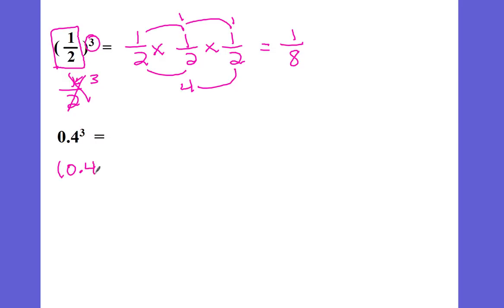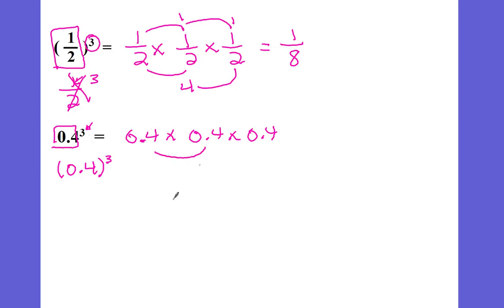When dealing with decimals, you don't have to have the decimals in parentheses. You can if you want to. It doesn't hurt, with the exponent on the outside. Or you can just have the 0.4 cubed. Either way, it's the same thing. Your base is the 0.4. This is what's being repeated. How many times are you repeating it? The exponent tells us 3 times. So it's 0.4 times 0.4 times 0.4.